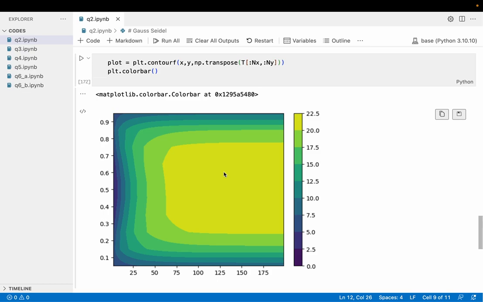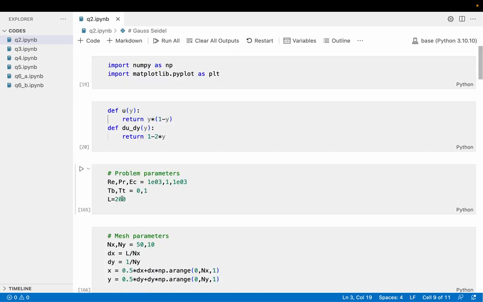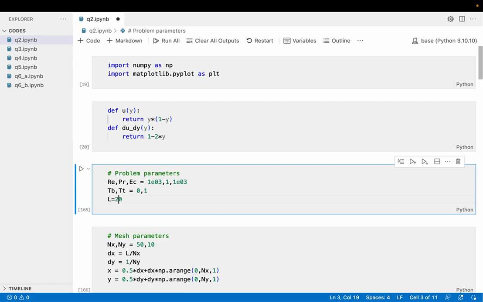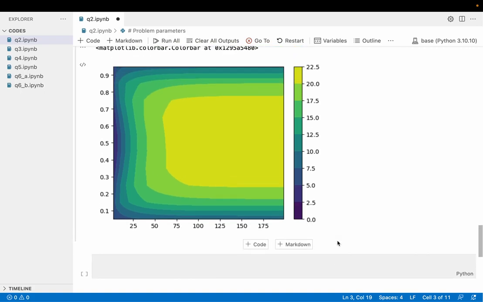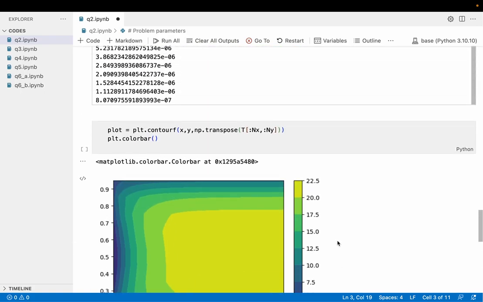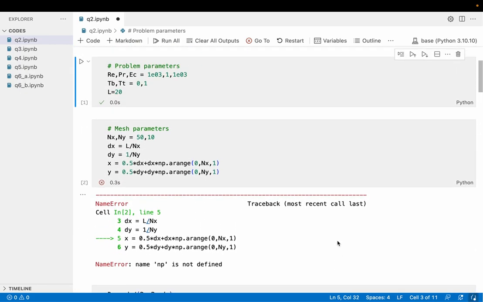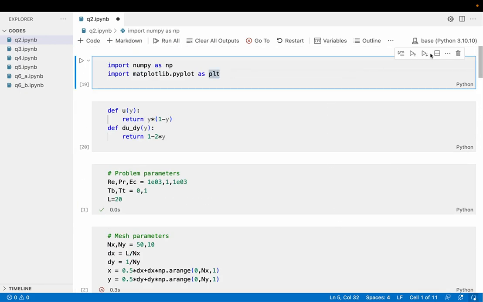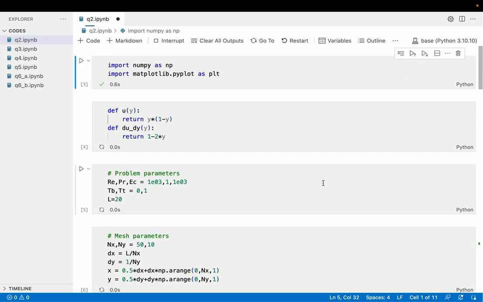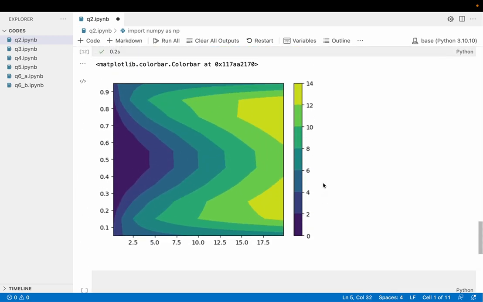So as in, if you decrease your length to say 20 instead of 200, sorry, so you can see the maximum temperature is again reduced. So the only point that I want to bring here is as you keep on increasing your length, as you progress along the length, your temperature keeps on increasing.